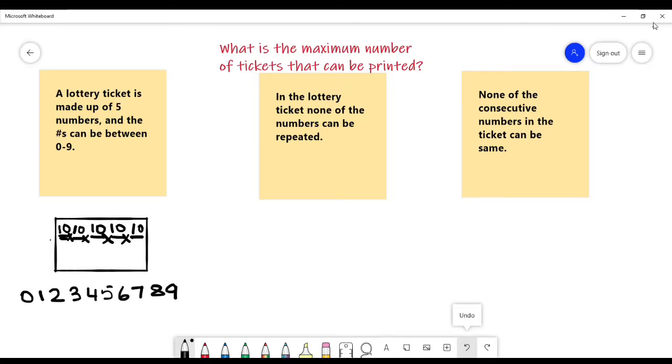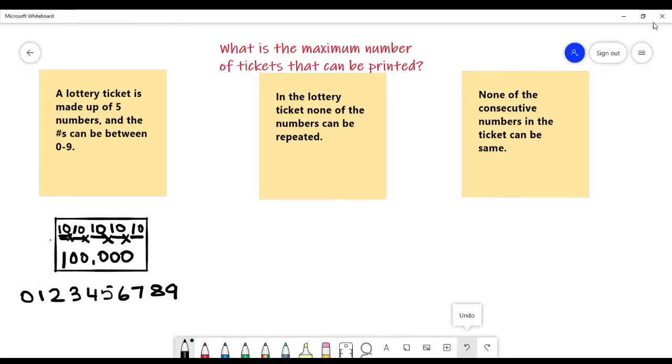that are possible. Now this is not exactly probability because first we're doing combination, so you do have to keep this in mind, and what I'm explaining only applies to this question. So 10 times 10 times 10 times 10 times 10 is 100,000. That means if I have a lottery ticket which is made up of 5 numbers that are between 0 and 9, I can have 100,000 tickets.